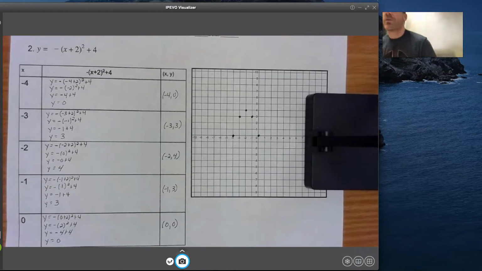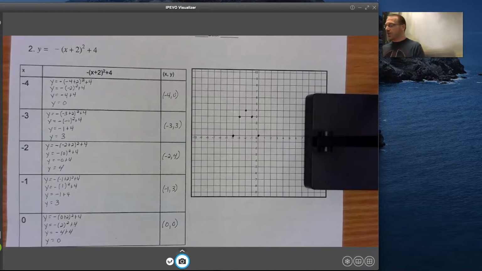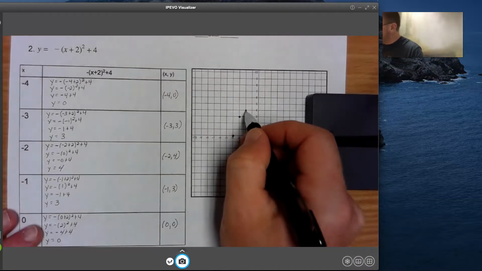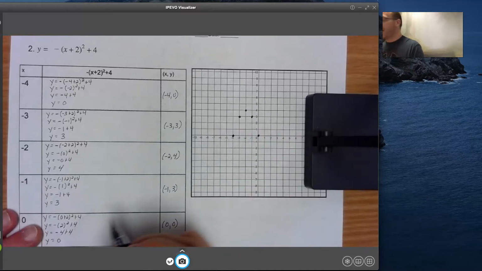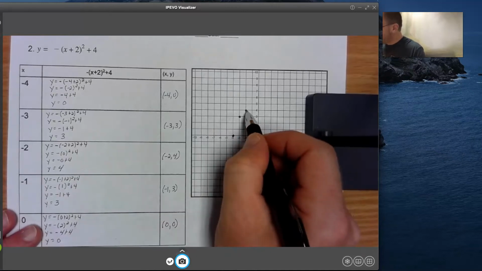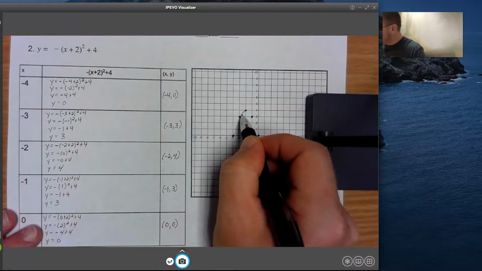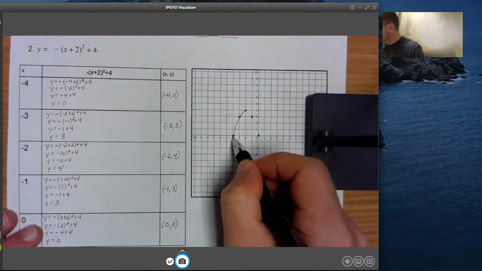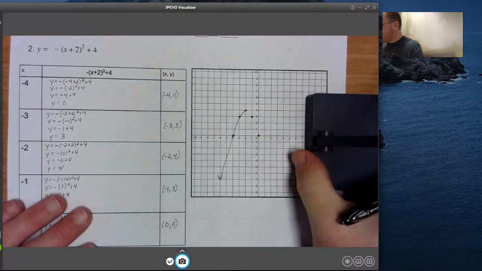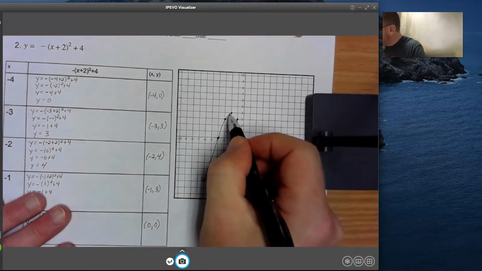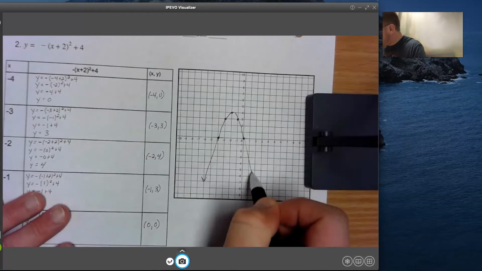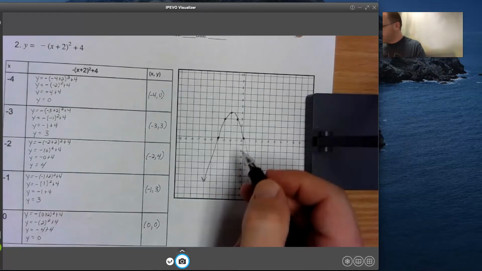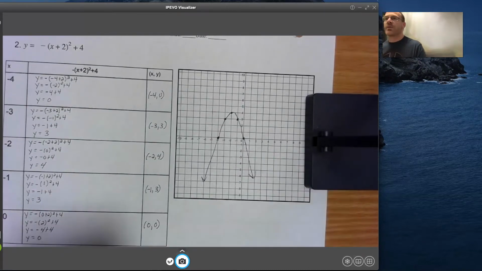So there it is, there's our graph. Now notice this is not a straight line. If it was a straight line on both sides of that turning point, it would be absolute value, but it's curved. So that means that we have a quadratic graph. I'm just going to slide that over so I can come through and draw our graph. So there's our U-shaped curve coming down.